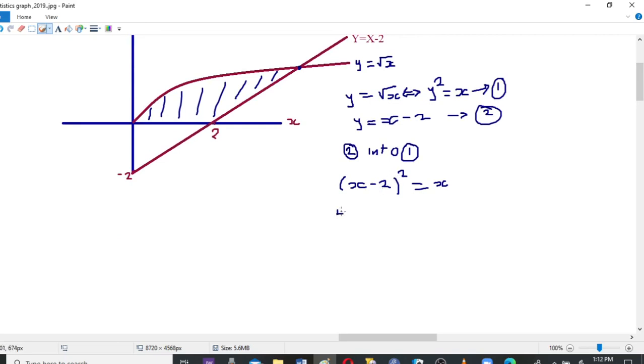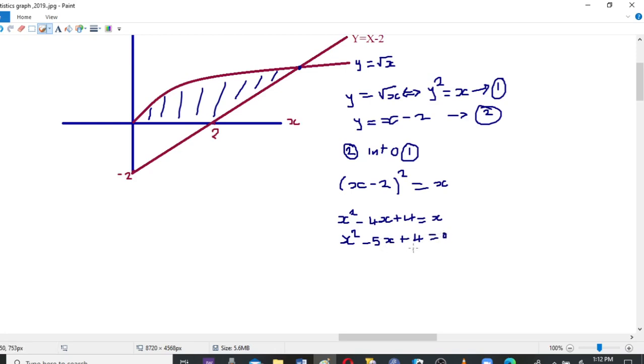Expanding that, you are going to get x squared minus 4x plus 4 is equal to x. And now collecting your like terms, you are going to have x squared minus 5x plus 4 is equal to 0.